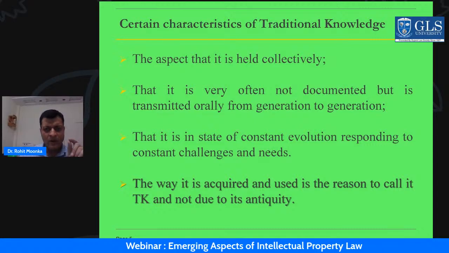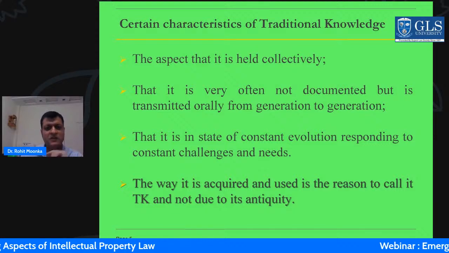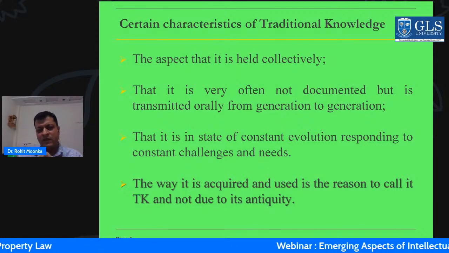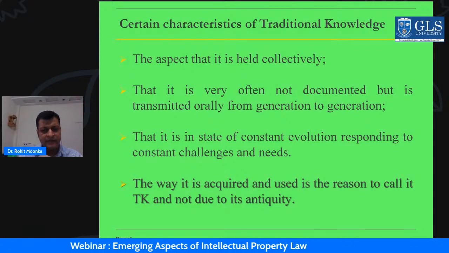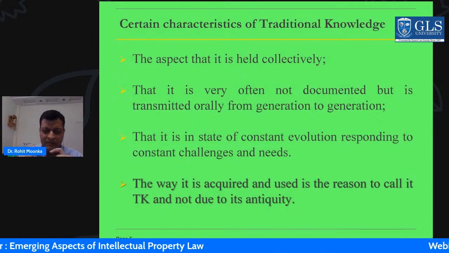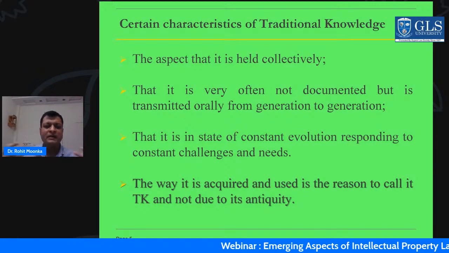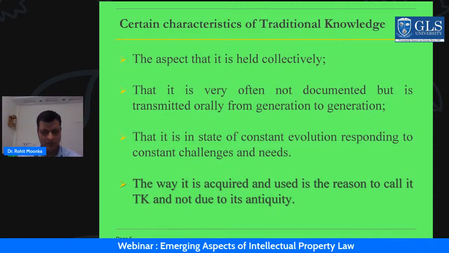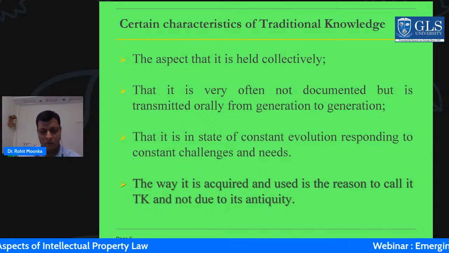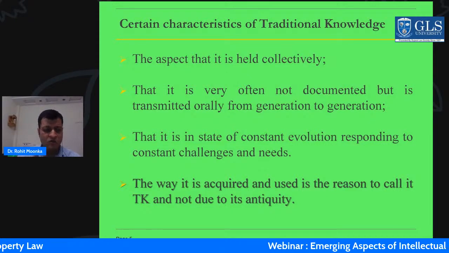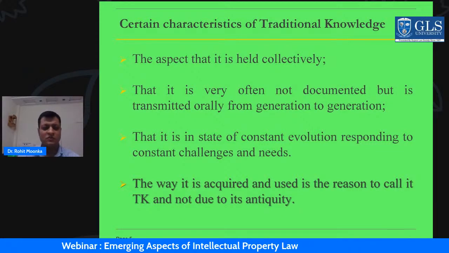So, just to sum up the key aspects of the definition of traditional knowledge, three points I would like to state. First, it is held collectively. No individual can claim monopoly right over it, and it is owned by the whole community, a collective ownership. Secondly, it is very often not documented. Most traditional knowledge is generally not documented, and it is generally transmitted orally from generation to generation.